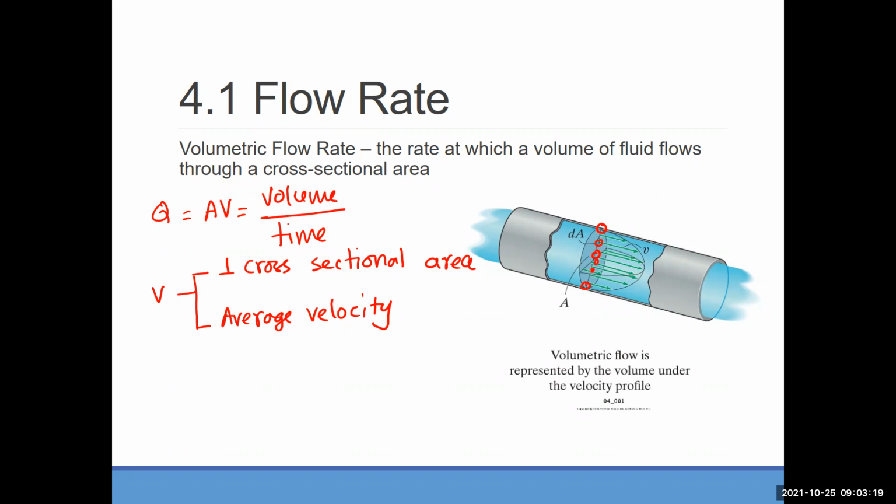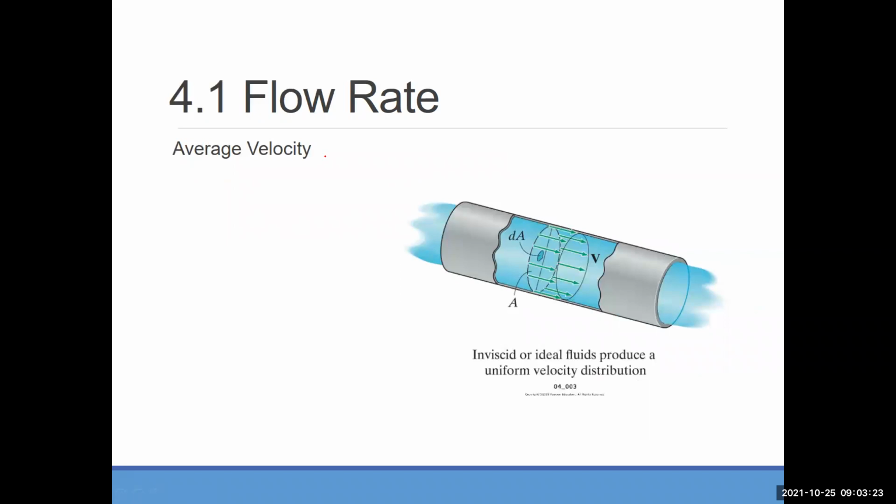Okay, so instead of measuring individual velocity at any point, you can just write down that V equals Q over A. That means if you know the volumetric flow rate and if you know the cross-sectional area here, okay, this is A and this is Q, that will give you the average velocity, right?